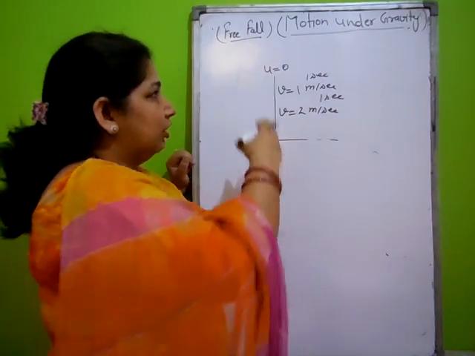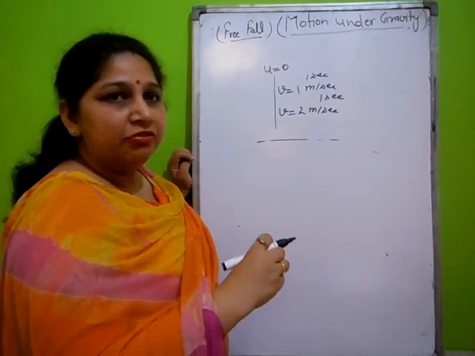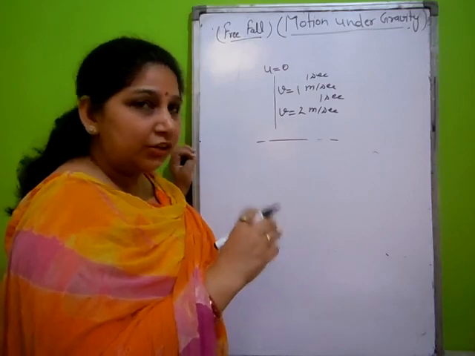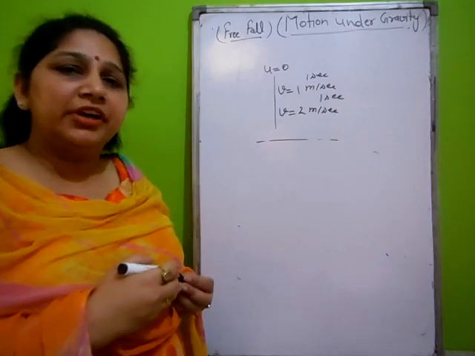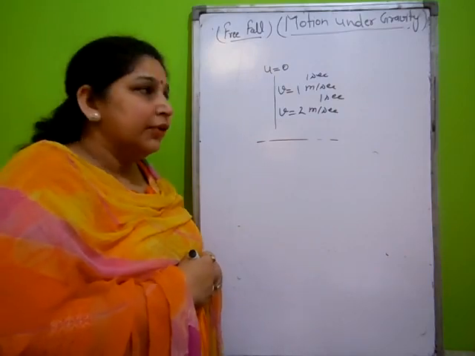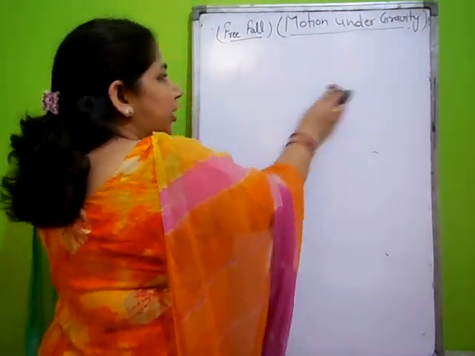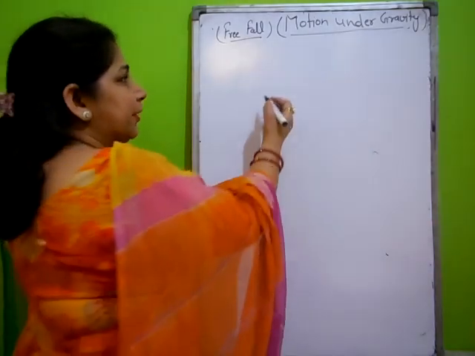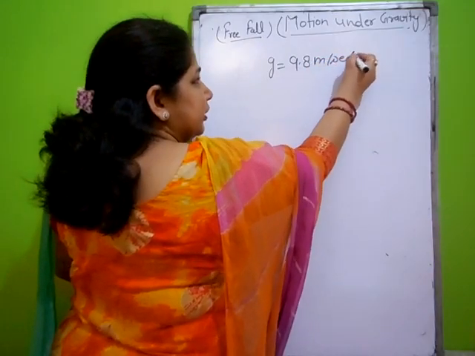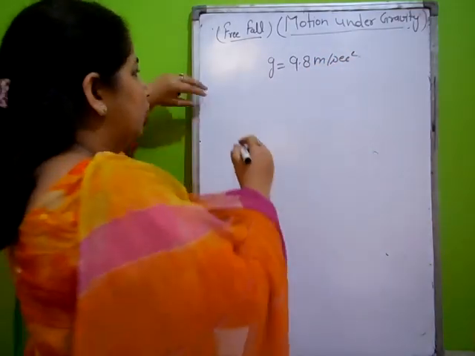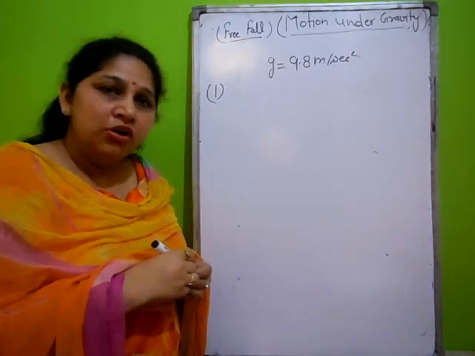Got it? This is called motion under gravity, and during this motion a net force acts on it, and this net force is due to the gravitational force of earth, or we can say gravity. This force accelerates any object with the acceleration due to gravity, denoted by g, and g is equal to 9.8 meters per second square. Now the direction of g is decided according to the direction of motion.